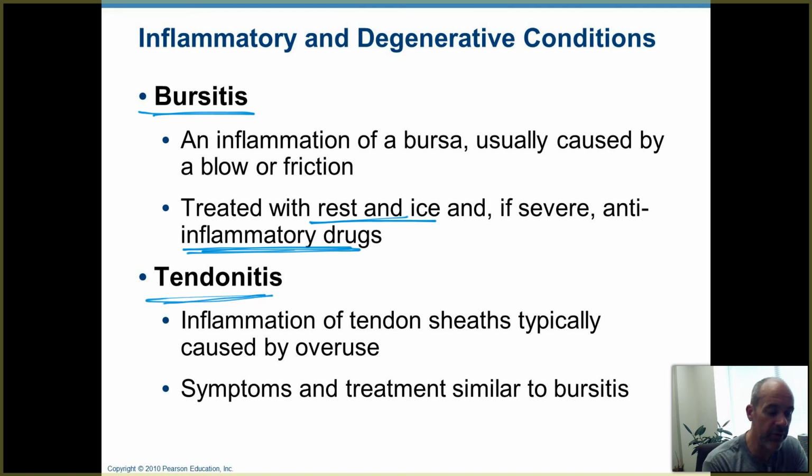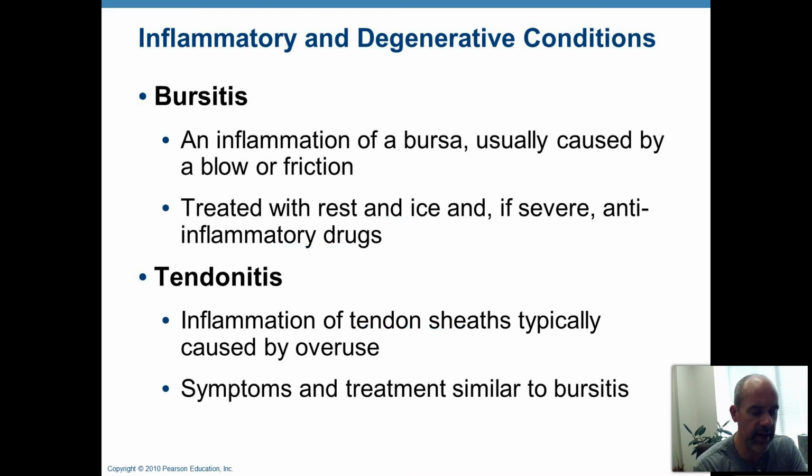Tendinitis is very similar to bursitis, and that's usually due to an inflammation of the tendon sheaths. Again, a tendon sheath is like an extended bursa that wraps itself around a tendon and helps reduce some of the friction between the tendon and other structures at a joint, like up at the shoulder joint. That tendinitis typically occurs due to overuse. Treatment is very similar to what you would do for bursitis: resting and icing that location.